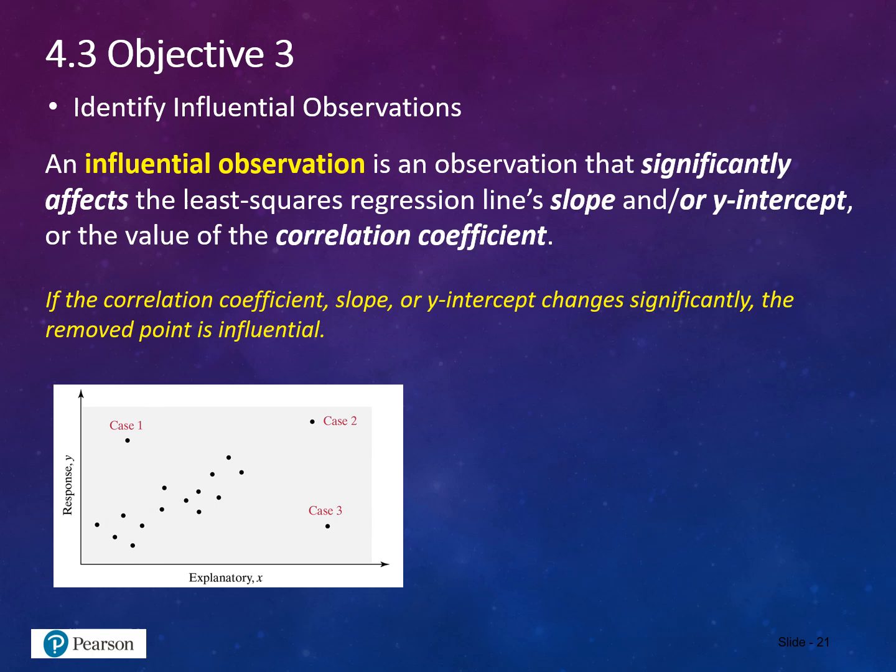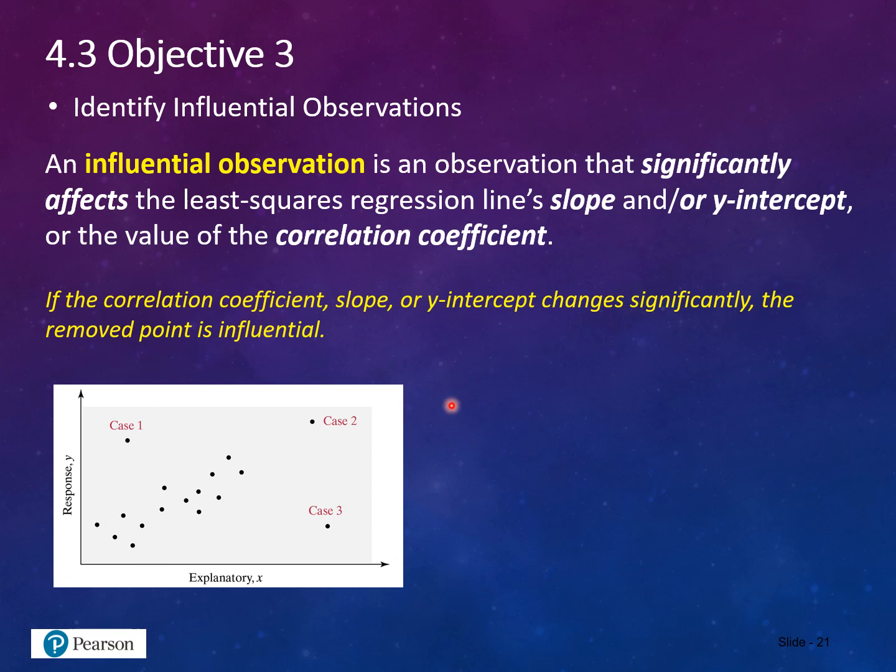Objective 3, identify influential observations. An influential observation is a study observation that significantly affects the least squares regression line slope and/or y-intercept, or the value of the correlation coefficient. So if the correlation coefficient, slope, or y-intercept changes significantly, the removed point is influential.